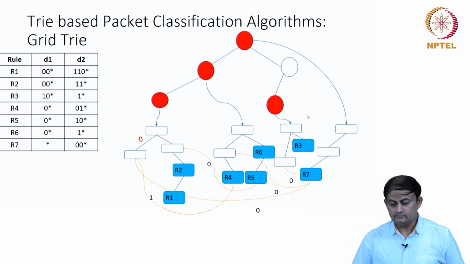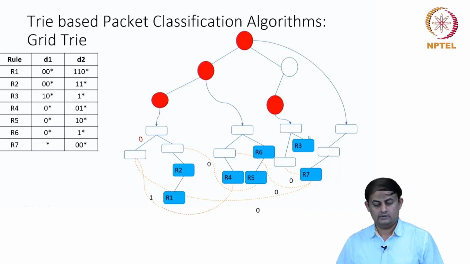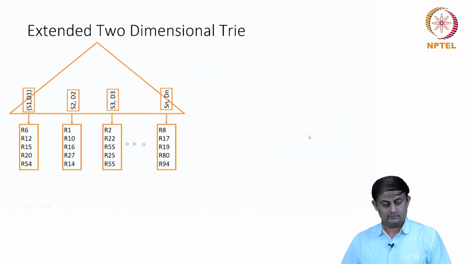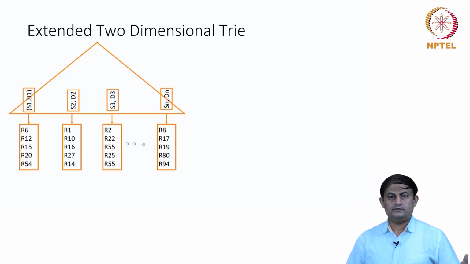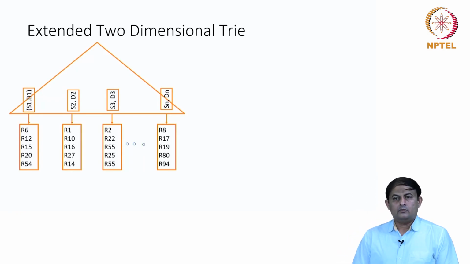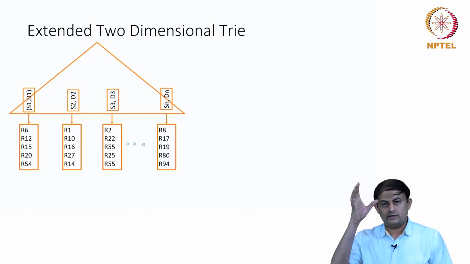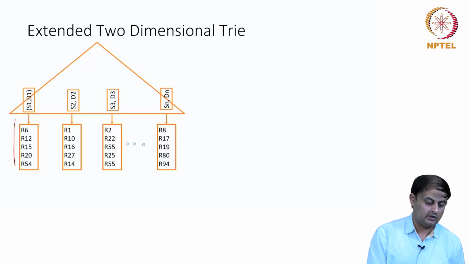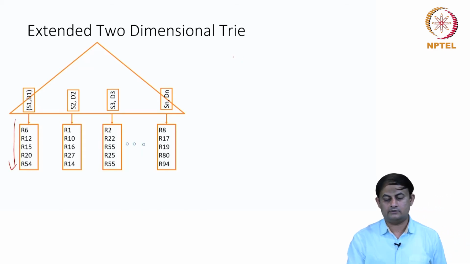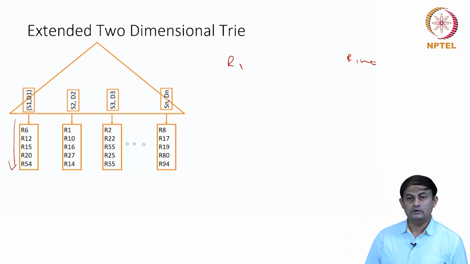Okay. So with that optimization, let's move on to the next type of optimization that you can bring onto the table. This optimization is something called the extended two-dimensional trie. What is shown here is a set of rules organized according to the source and destination address. So there is a laundry list of IP addresses. Let's say I got the rules from R1 to R100 or the number all.